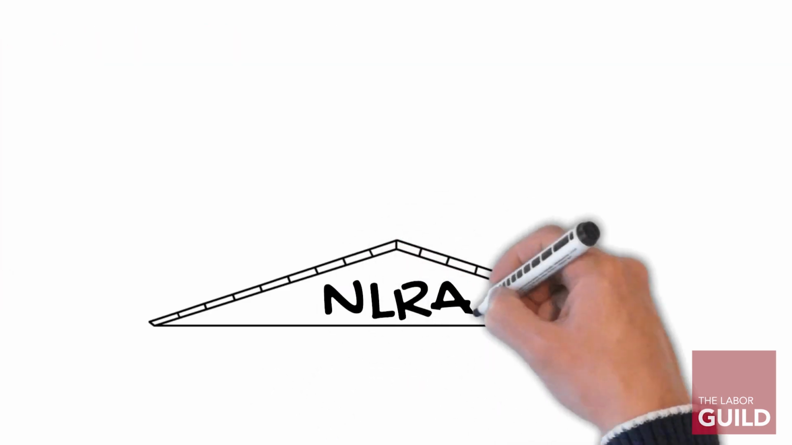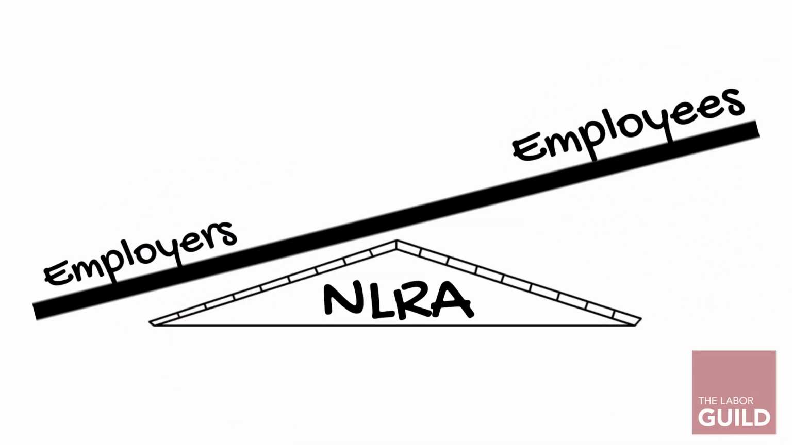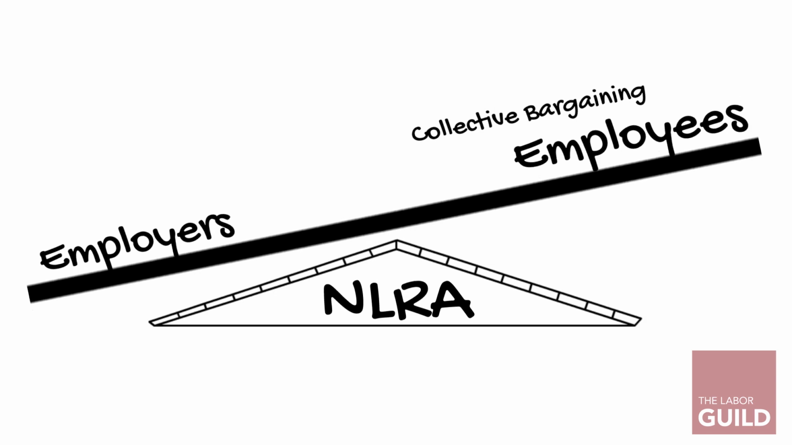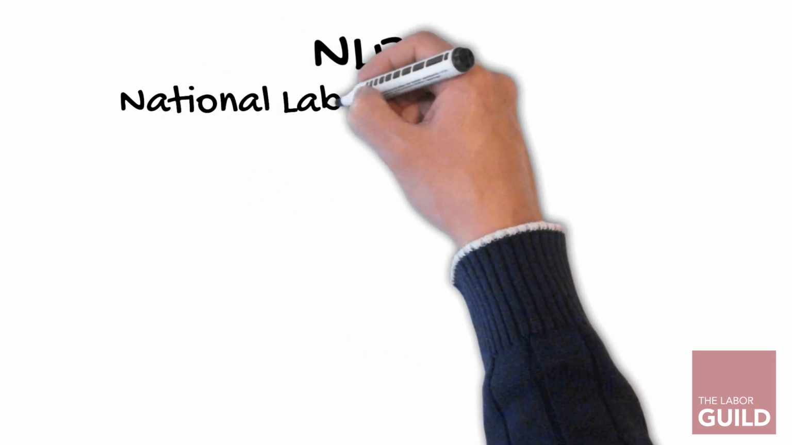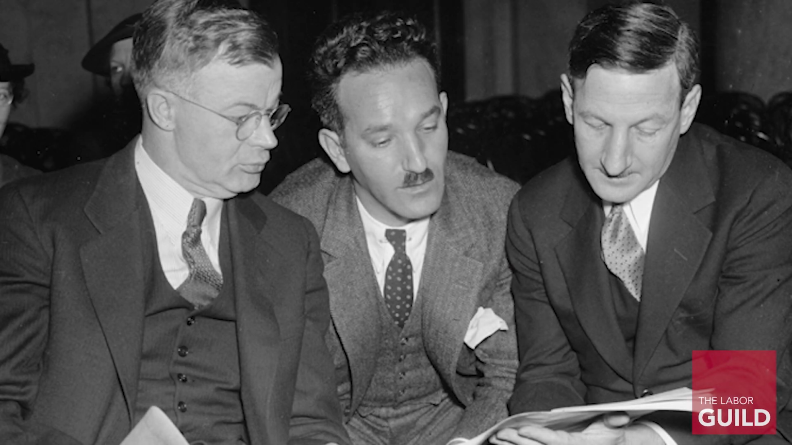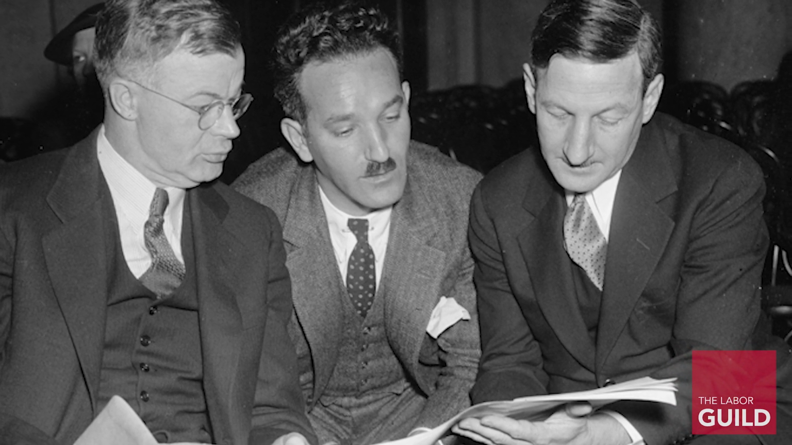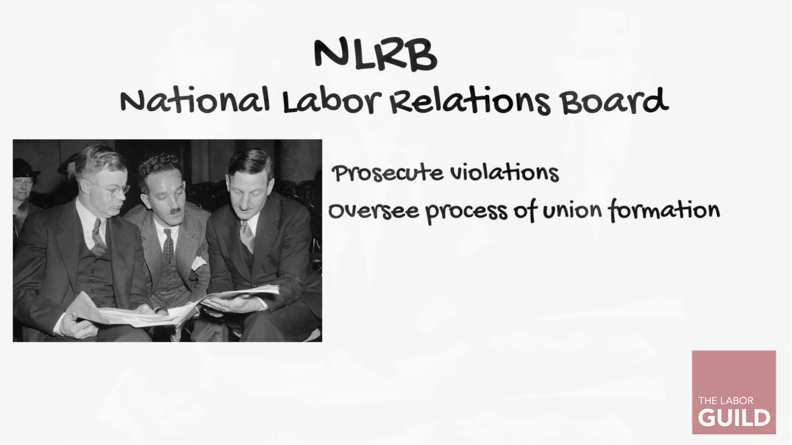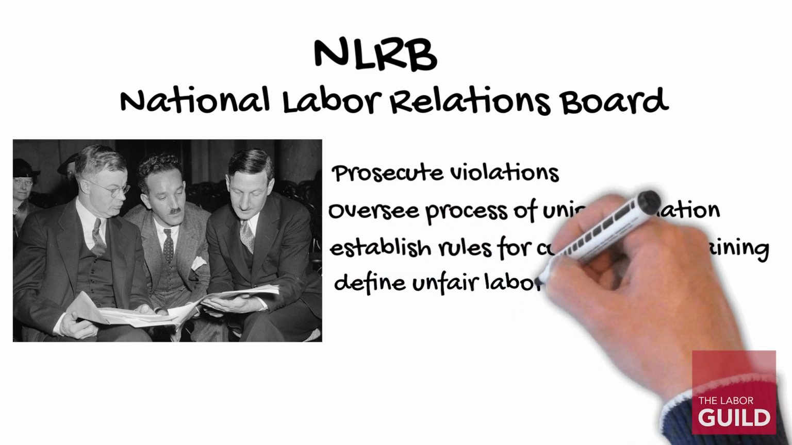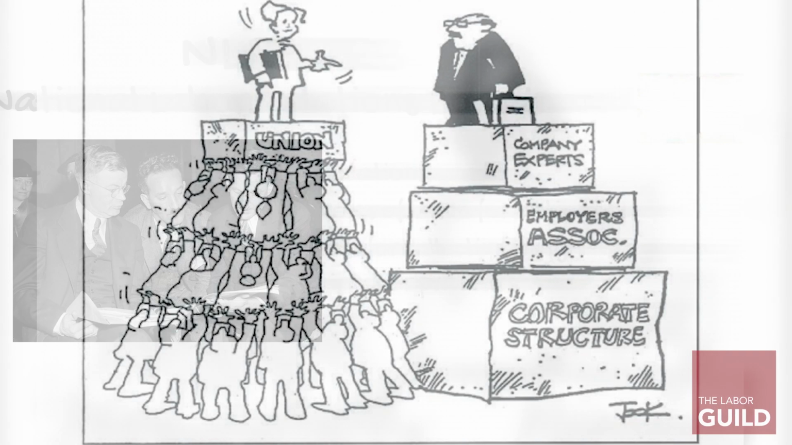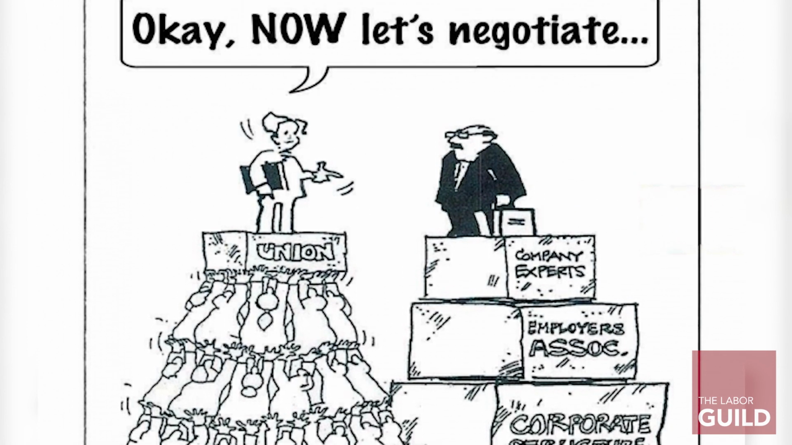The NLRA sought to correct the imbalance of power between employers and employees by promoting collective bargaining between unions and employers. The law established the NLRB, National Labor Relations Board, to prosecute violations of labor law and to oversee the process by which employees decided whether to be represented by a labor organization. It also established various rules concerning collective bargaining and defined a series of unfair labor practices or bans, which included interference with the formation or organization of labor by employers.